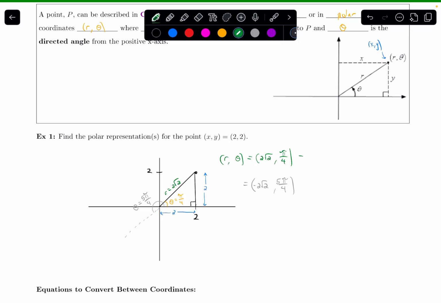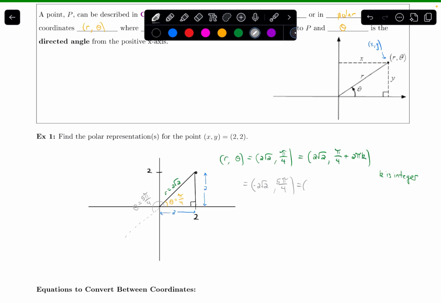So that would give me the r value 2 root 2, but the angle could be pi over 4 plus 2 pi k, where k is an integer. And what that's saying is I could keep adding multiples of 2 pi to keep going around the circle again and again and again, but being at the same spot. We could do the same thing for this point.